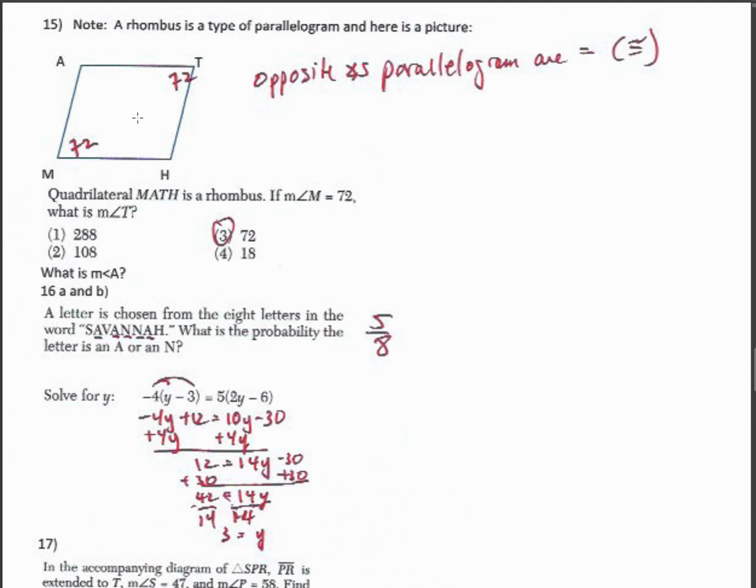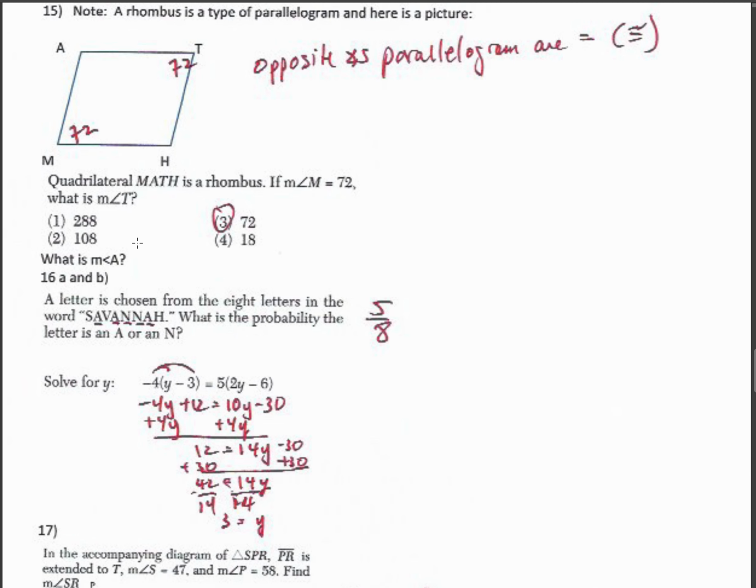Okay. As a side note, what's the measure of angle A? Well, consecutive angles are supplementary. So I didn't write the answer down there, but the measure of angle A would be 108 because the two angles add up to 180, and 72 and 108 add up to 180.